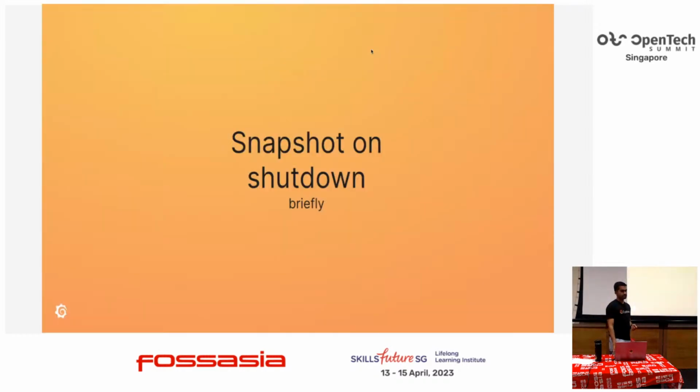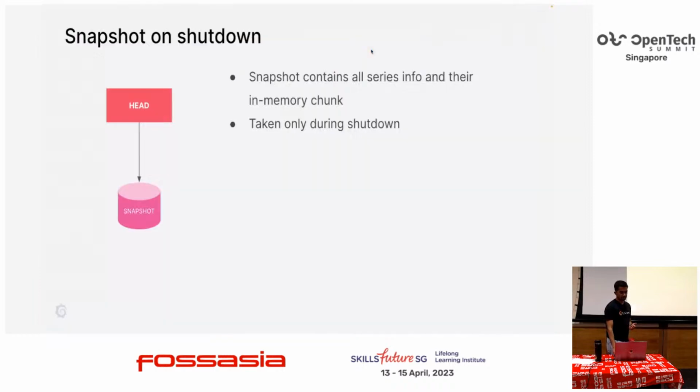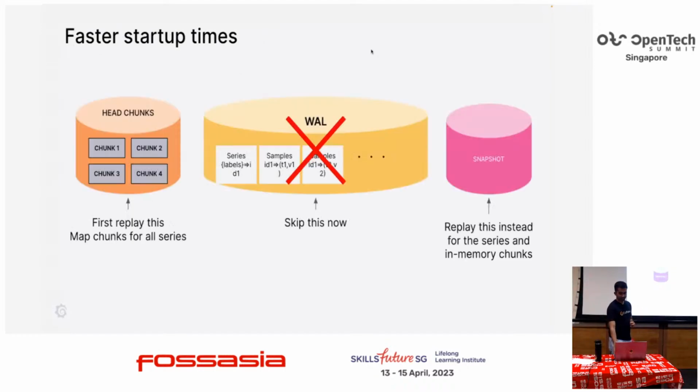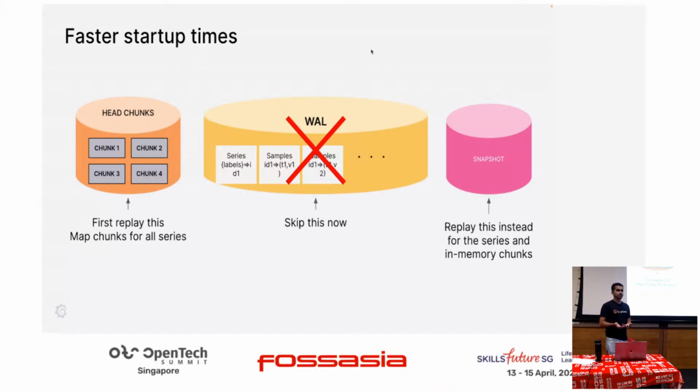So there come snapshots on shutdown, where everything that you have to replay on startup, when you're shutting down gracefully, you just take a snapshot of that. You take a snapshot of all the series that exist instead of taking it from the write-ahead log records, and then take the snapshot of the in-memory chunks which have not been flushed to the disk. In which case you don't have to go to the write-ahead log. You can simply skip the write-ahead log, just replay the head chunks and snapshot. This way you can speed up the replay.